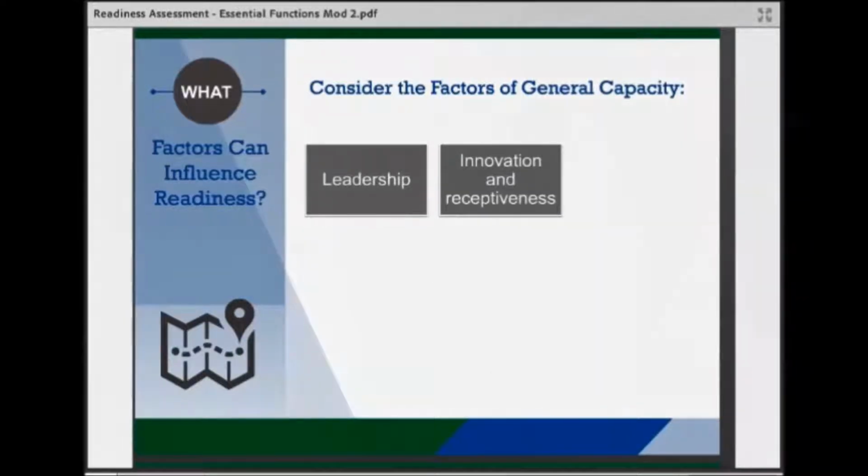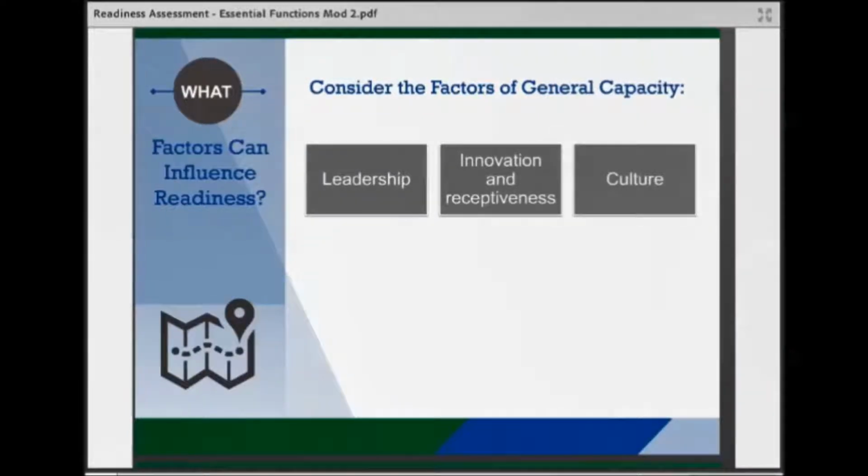Organizational innovativeness and receptivity to change. Does leadership and the organization as a whole encourage innovation and learning? Are staff receptive to trying new things to solve problems? Is there safety in taking risks and being open to critically examine the current practice to improve? Openness to change and innovation increases a team's general capacity.